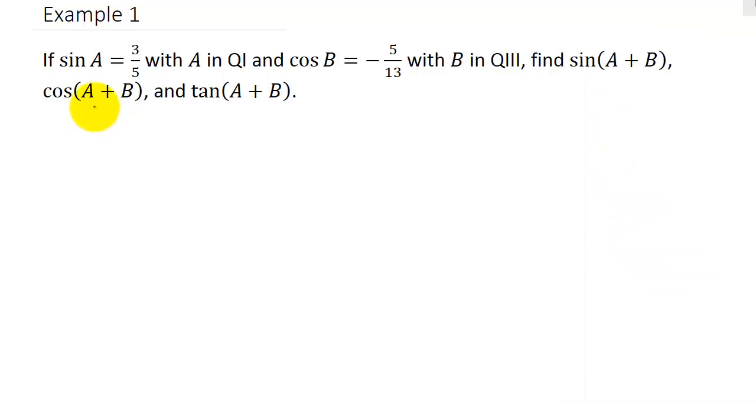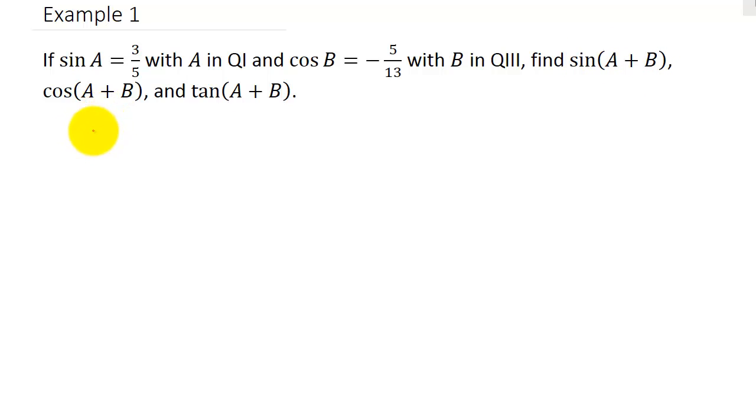We have, if sine A is 3/5, with angle A in quadrant 1, and cosine B is equal to -5/13, where angle B is in quadrant 3, they want us to find sine A plus B, cosine A plus B, and tangent A plus B. Alright, so let's take them one at a time. Let's find sine A plus B first.